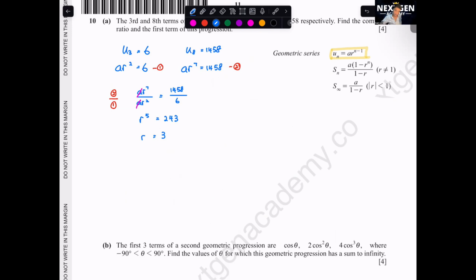Then we want to find the a value: you just substitute into any equation. Let's substitute into equation 1: a times 3 squared equals 6. So a equals 6 over 9, which is equal to 2 over 3. These two are the answers.